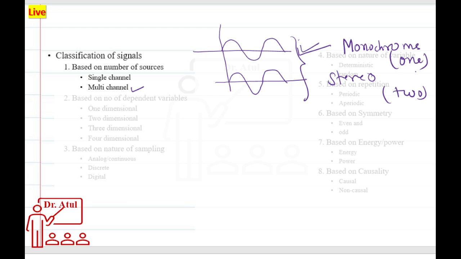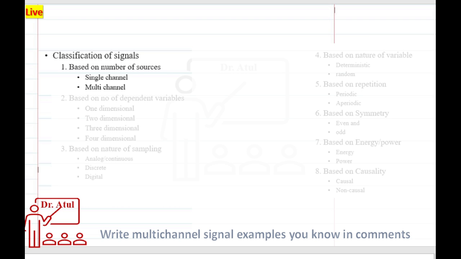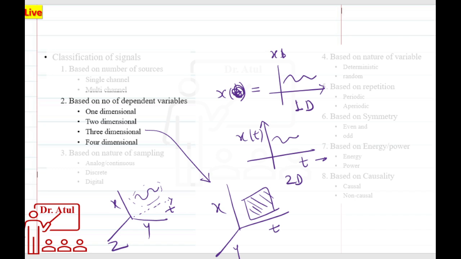Okay. The second type of classification is based on the number of dependent variables. A dependent variable can be only one variable, so only one data. Suppose you have information available that the temperature in a city has increased from 27 to 42, but you don't know at what time it increased, or what the time duration was. If any time-related information is not available, then that is a 1D signal.